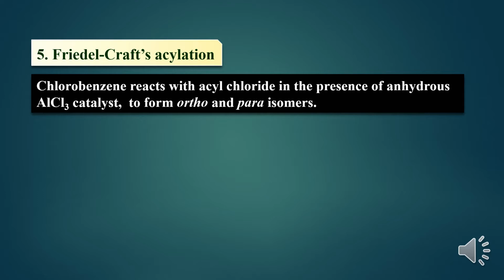So here the electrophile is acyl group. Acyl means what? CH3CO group is the electrophile. Now CH3CO group will be substituted to the para and ortho position. Chlorobenzene is reacted with acetyl chloride, that is CH3COCl. So CH3CO is the electrophile. So that will be substituted to the para and ortho position and HCl will be removed.